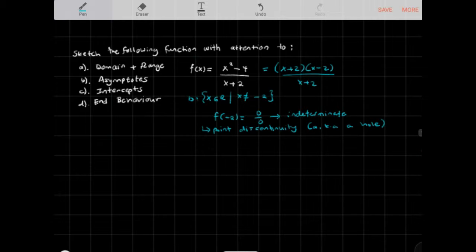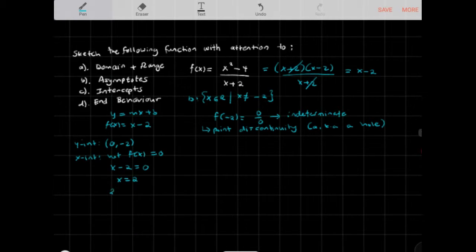Now, if we wanted to solve for this, we can simplify the expression, and we can see that it looks like x minus 2. If we're looking at f of x is equal to x minus 2, this should be a linear function, right? So you can think about this as slope-intercept form, mx plus b. So the y-intercept is 0 and negative 2, and the x-intercept, if I let f of x equal 0, we get x minus 2 is equal to 0, so x is equal to 2. So the x-intercept is 2 and 0.